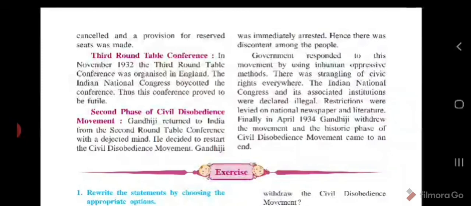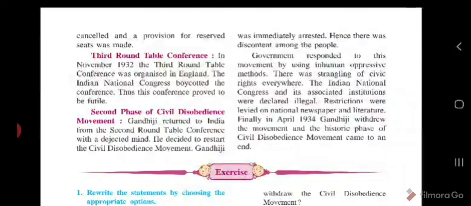Now the next point is the third round table conference. In November 1932, the third round table conference was organized in England. The Indian National Congress boycotted the conference. Thus, this conference proved to be futile.